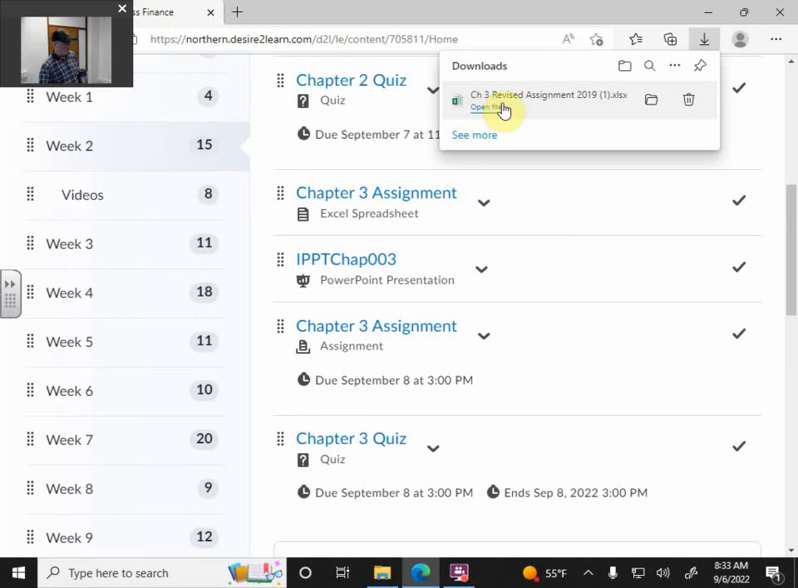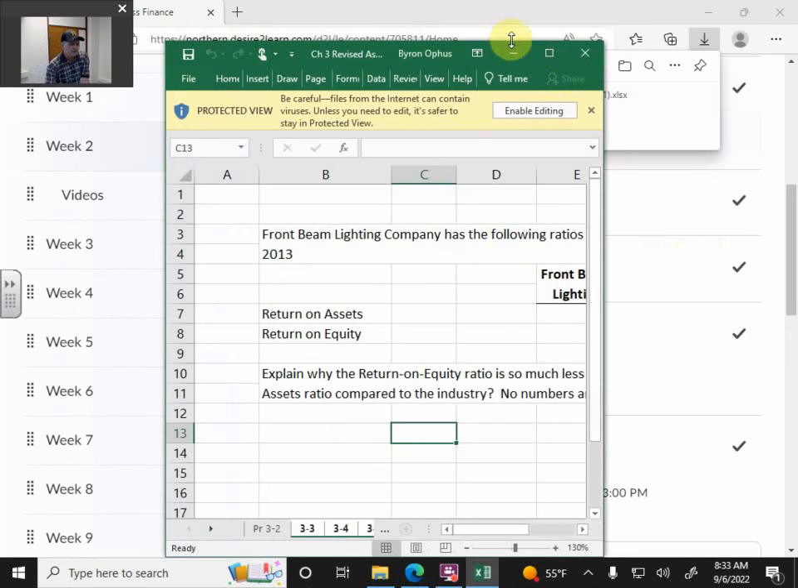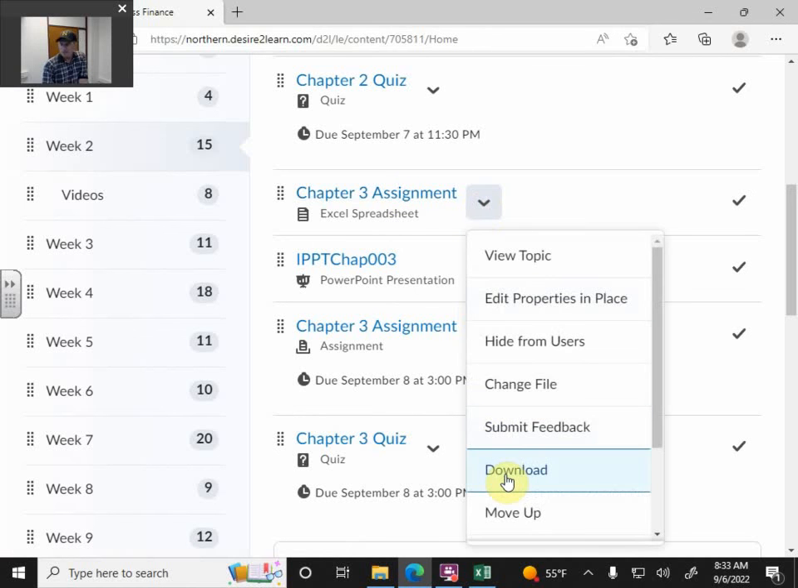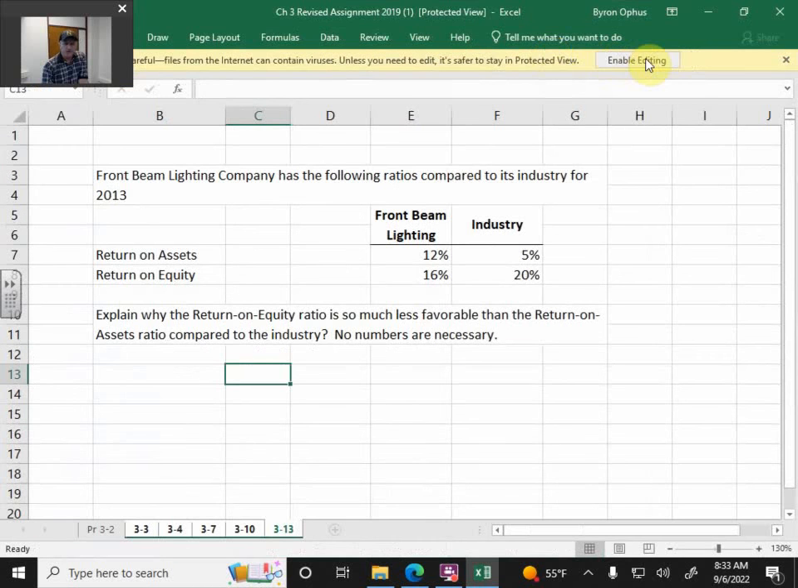Okay, let's take a look at the assignment. So you click on this. The Excel spreadsheet is where the actual assignment appears, right? Okay, so you click the down arrow, you download it, so it opens up the Excel spreadsheet, okay? You do have to hit enable editing.